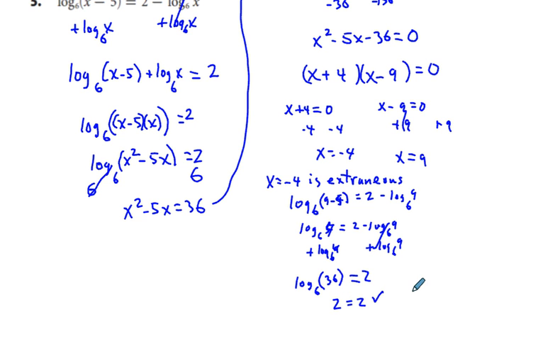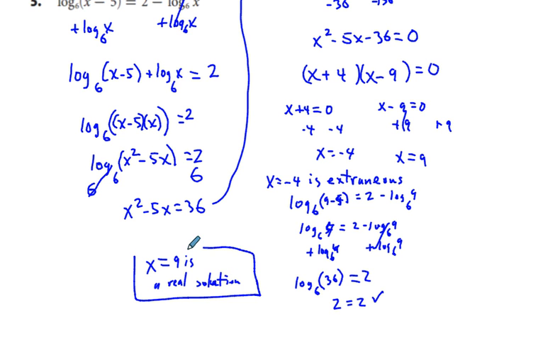So we have x equals 9 is a real solution. So that is our answer here. x equals negative 4 is extraneous.